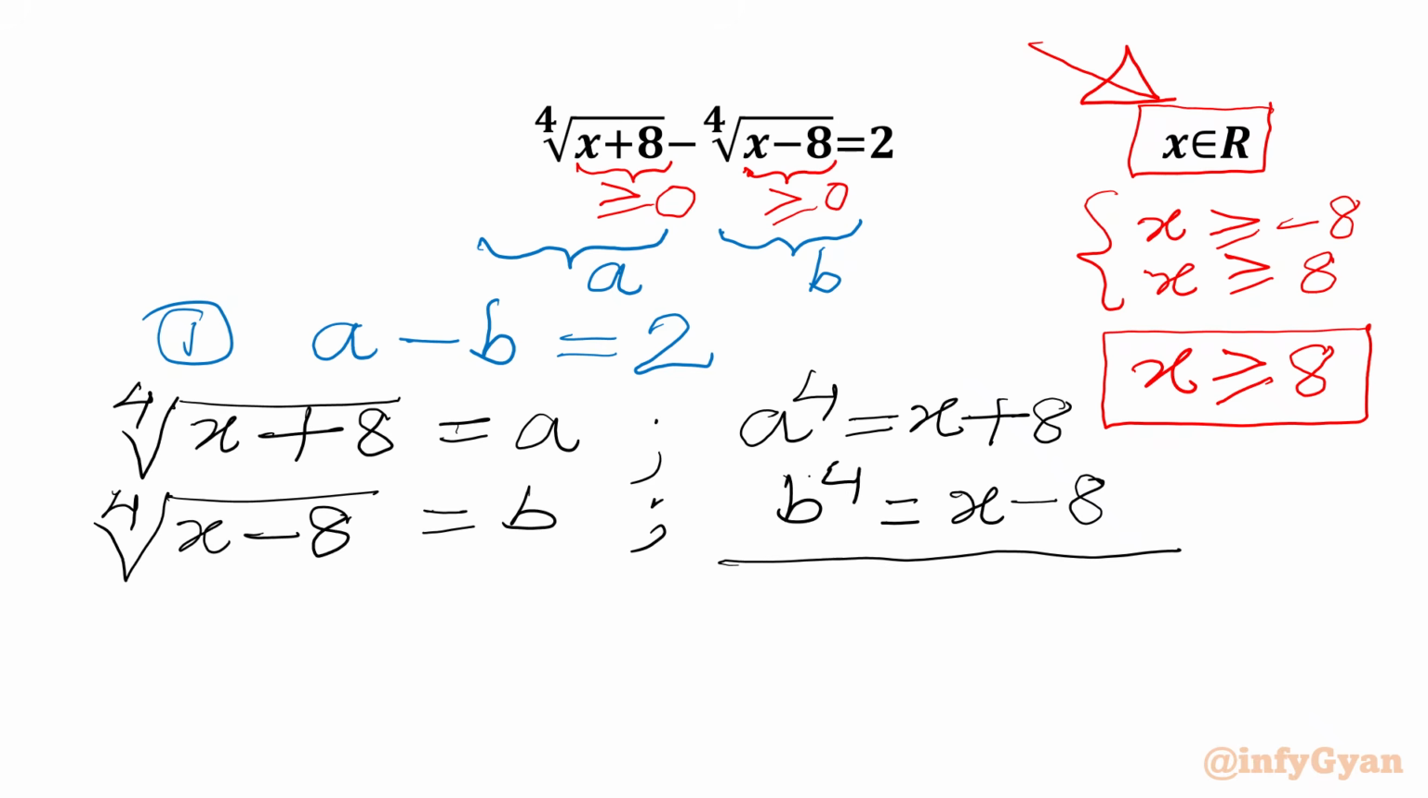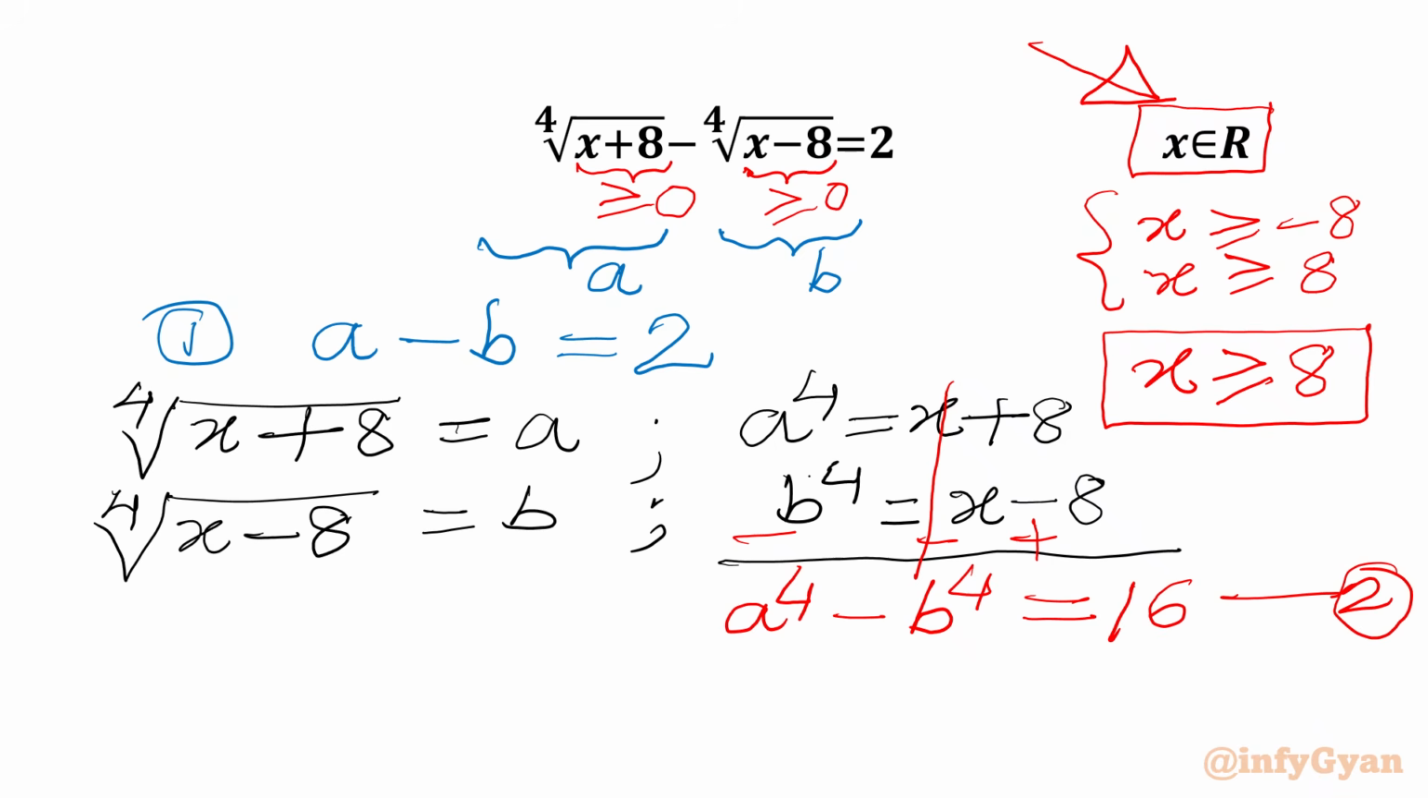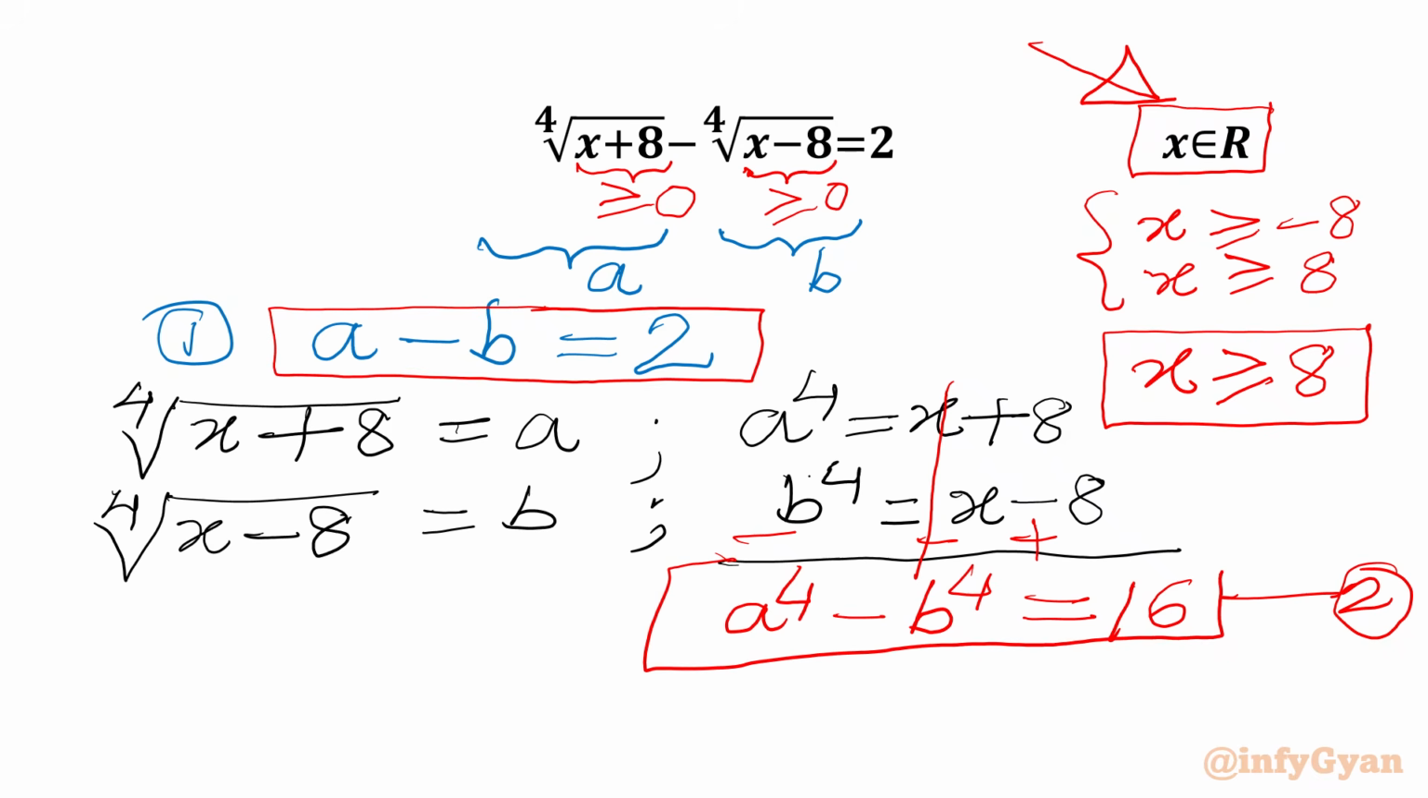Now we will subtract the second equation from the first one. So we will change the sign also. Let me write here minus, minus, plus. So plus x minus x will get over. In LHS, we will write a power 4 minus b power 4. In RHS, we will write 8 plus 8, which is 16. And this is our equation number 2. So we have two equations: a minus b equal to 2 and a power 4 minus b power 4 equal to 16.